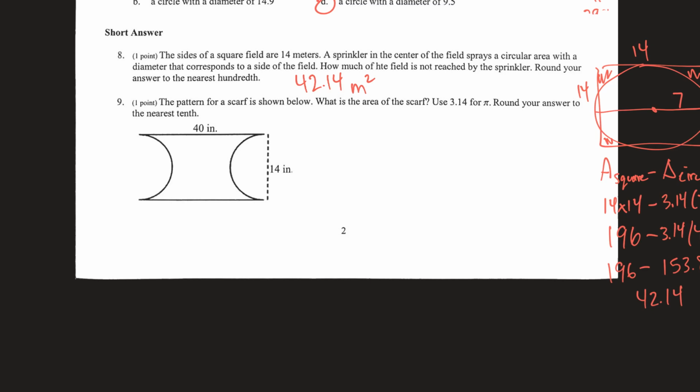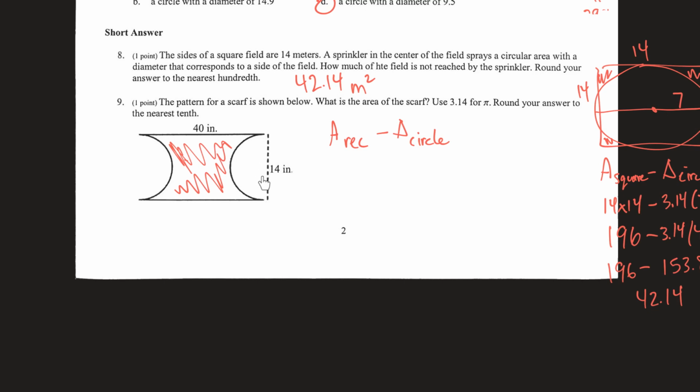Okay, the pattern for a scarf is shown. What is the area of the scarf? And the scarf is this right here. So what's the area of this spot right here? I think that what we should do is take the area of the rectangle minus the area of a circle. Because what I see here is this entire thing is a rectangle, but I want to punch out this part, and I want to punch out this part.